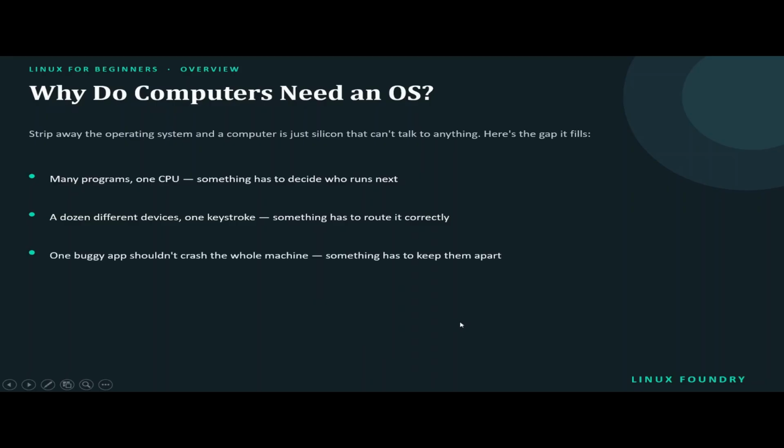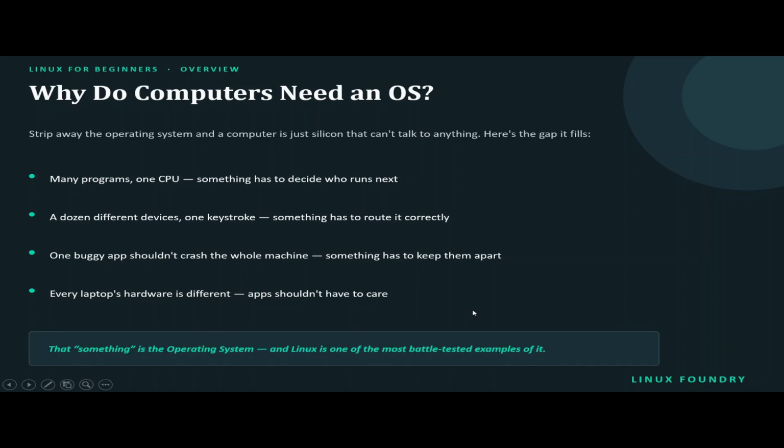One buggy app shouldn't crash the whole machine. Something has to keep them apart. And every laptop's hardware is different. Apps shouldn't have to care. That something is the operating system, and Linux is one of the most battle-tested examples of it.